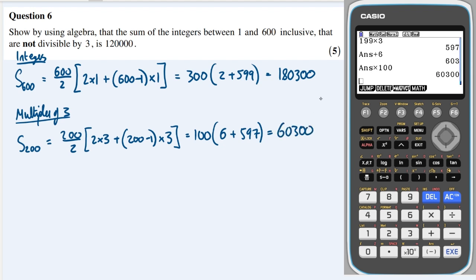60,300. And I need to subtract because we're looking for all the numbers which are not divisible by 3, so I'm going to take all the numbers and minus the ones which are divisible by 3. And when I subtract, I get 120,000.